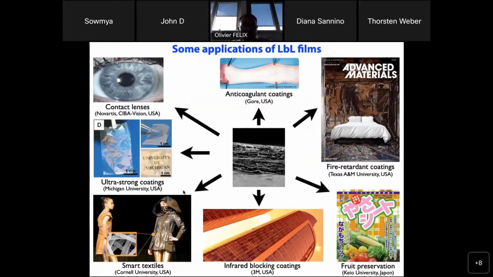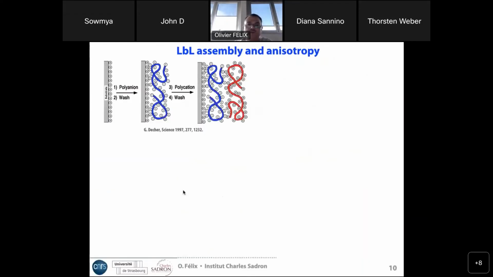And this approach has been widely used in the world for preparing nanostructured films. And here you have only a few examples of application from this type of multi-layer structures. And today I will mainly focus on ultra-strong coatings based on cellulose. Okay, you have LBL assembly.